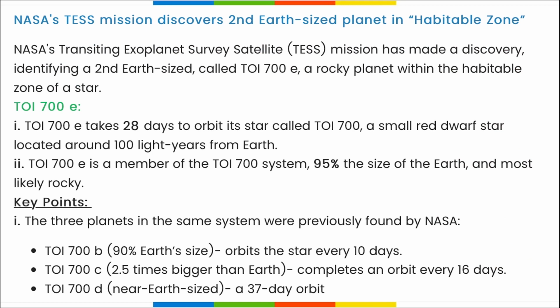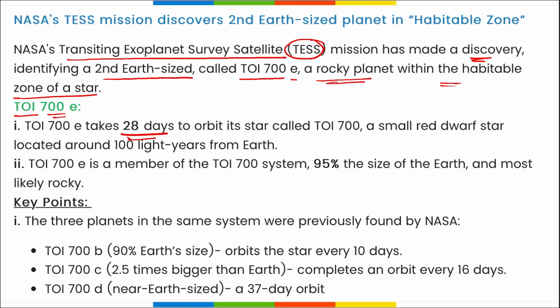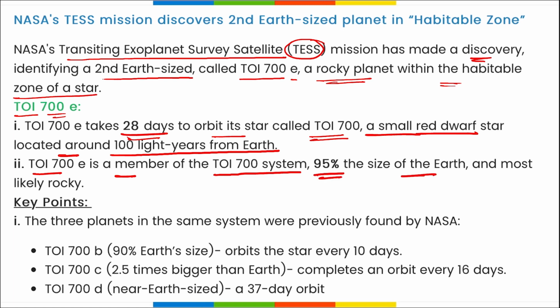Next, NASA's Transiting Exoplanet Survey Satellite, that is NASA's TESS mission, has made a discovery identifying a second Earth-sized planet called TOI 700e, that is a rocky planet within the habitable zone of a star. This TOI 700e takes 28 days to orbit its star called TOI 700, a small red dwarf star located around 100 light years away from the Earth. This TOI 700e is a member of the TOI 700 system with 95% the size of the Earth and most likely rocky.